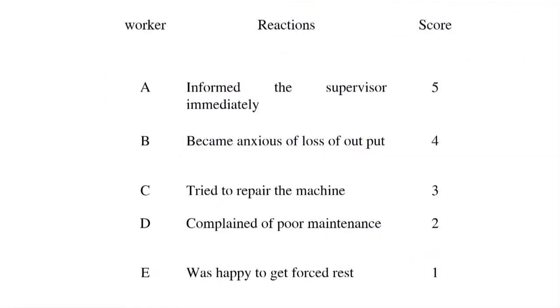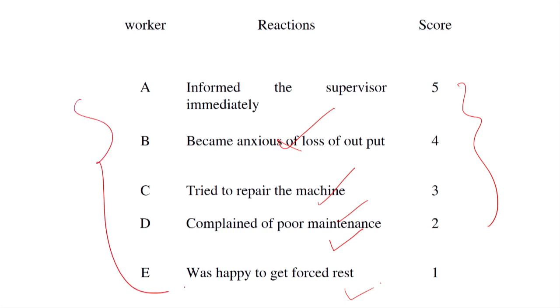So here also, for example, if there was any incident, there are workers A, B, C, D, E, then the scores are mentioned: informed the supervisor, became anxious, tried to repair the machinery, complained of the poor performance, or was happy to get forced rest. So these are the options. How the person behaved, how the person handled the situation is what this method actually talks about. So the best is, in case there was a breakdown of a machine in a factory, the best way is that the person immediately informed the supervisor, then the supervisor would have taken the call on what has to be done.